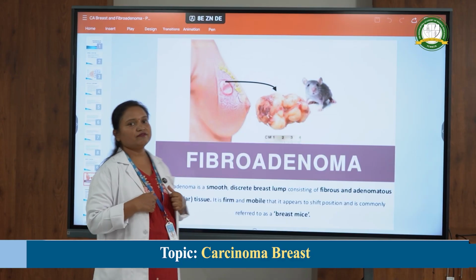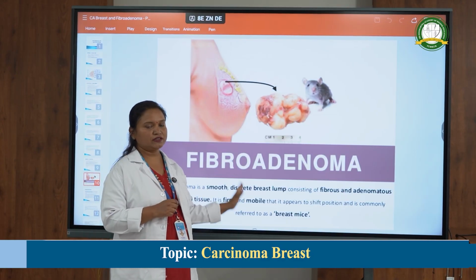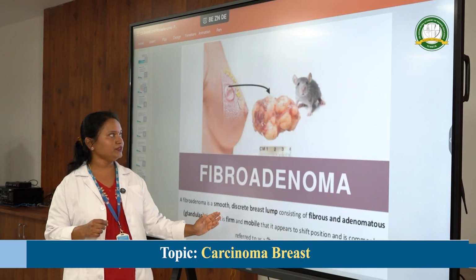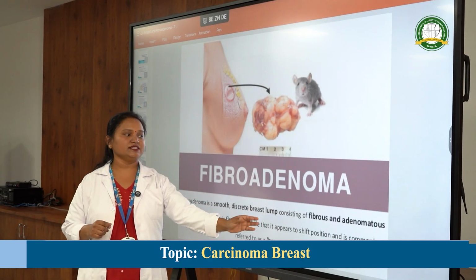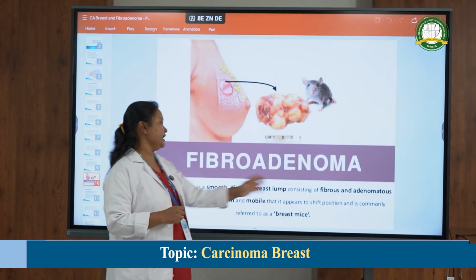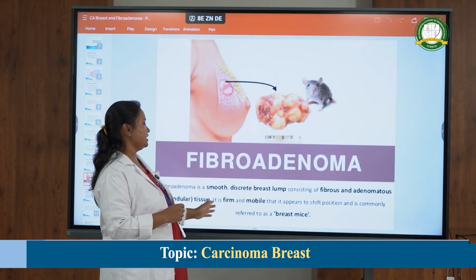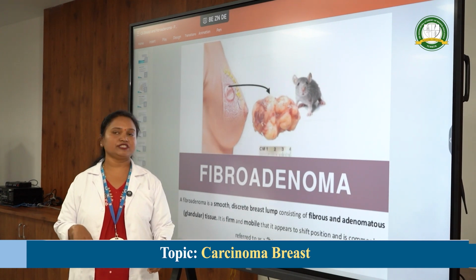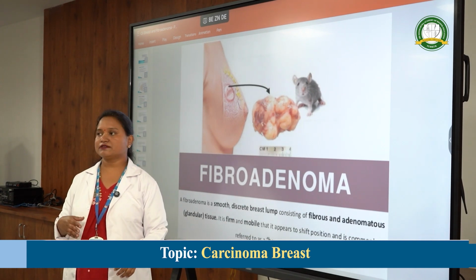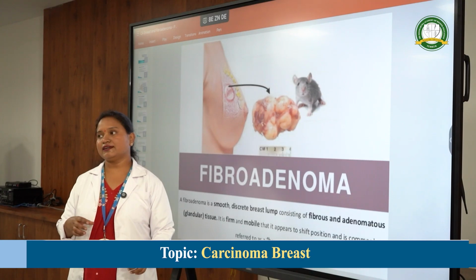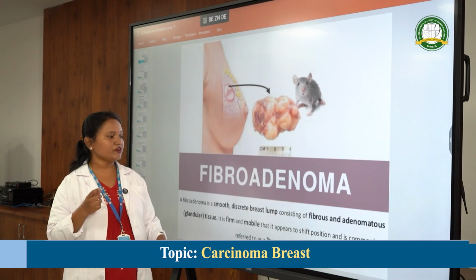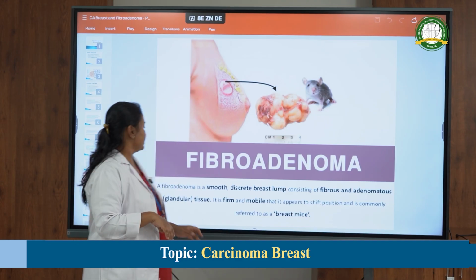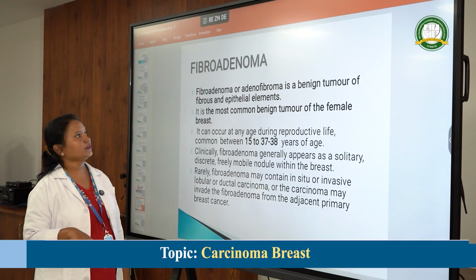So coming to the first tumor, fibroadenoma, it is a benign tumor. Fibroadenoma is a smooth, discrete breast lump consisting of fibrous and adenomatous tissue. It is firm, mobile, and appears to shift position, and it is commonly called a breast mouse, or they say a rat in the breast. Because it is very mobile, if you move it, it will move all over. So it is a well circumscribed tumor.